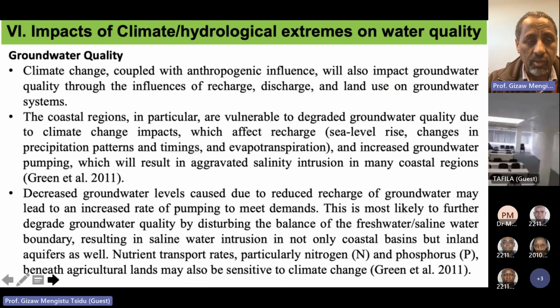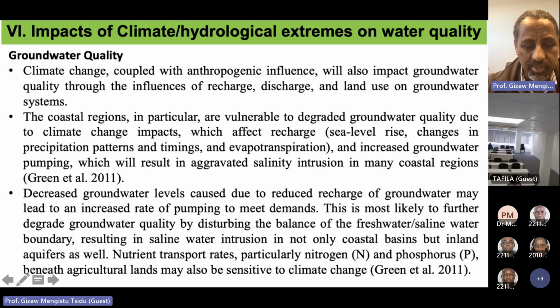Groundwater somehow can also be affected. It's not like the surface water by some of these pollutants, but to some extent it is also affected by some of the pollutants such as nitrogen and phosphorus, because they can easily intrude into the groundwater. They don't remain on the surface. So you can have nitrogen and phosphorus contamination into your groundwater.